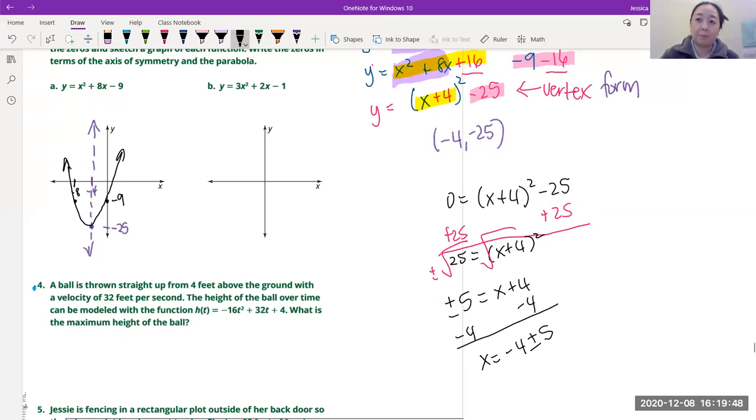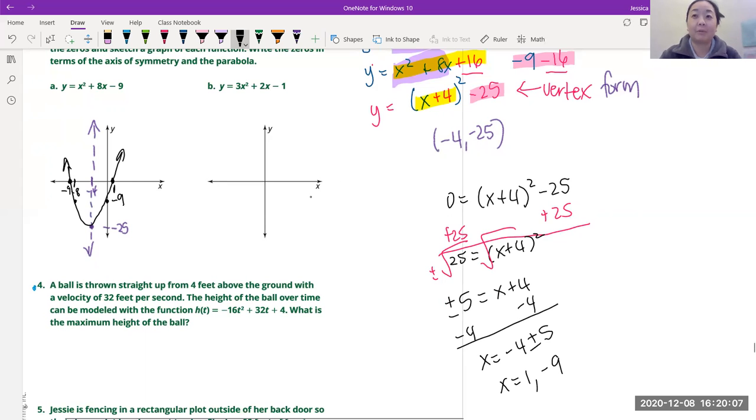And sure enough, -4 plus 5, that's 1. And what's -4 minus 5? It's -9. So this is going to be here at 1. Oh, it's pretty close. There's 1. And yep, here at -9. That's my roots right there.